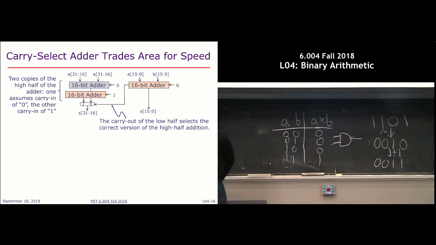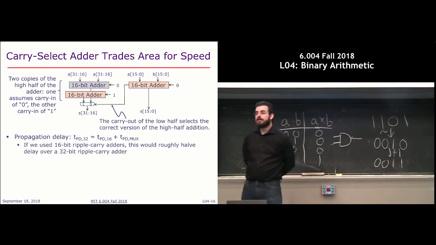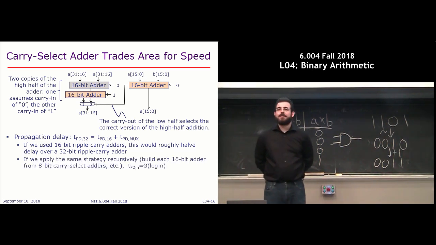N/2, if you build this with ripple carry adders, this adder's propagation delay is going to be quite long because you still have a linear chain here. But in general, the delay is the propagation delay of this adder plus the propagation delay of this mux, because this adder and these two adders are going to take the same amount of time. And so, as you said, if we used 16-bit ripple carry adders to implement each of these, we roughly divide delay by 2. That's great. But we can actually do better by applying the same strategy recursively.